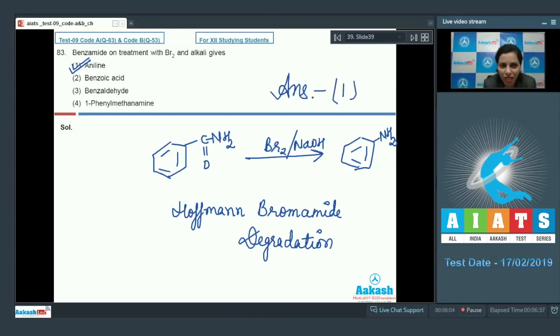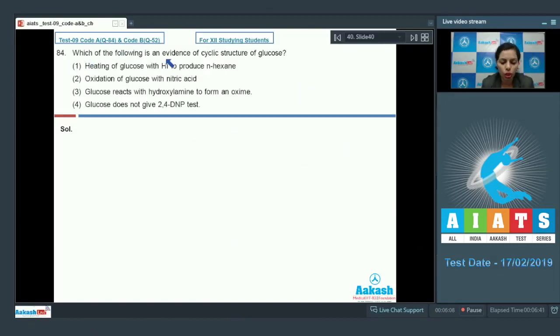Question number 84. Which of the following is an evidence of cyclic structure of glucose? Let's check. Heating of glucose with HI to produce n-hexane. It represents that glucose contains 6 carbon atoms, not that it is showing the cyclic structure of glucose. Further, oxidation of glucose with nitric acid. No, it's not showing its cyclic structure. Further, glucose reacts with hydroxylamine to form oxime. It is also not showing the evidence for cyclic structure.